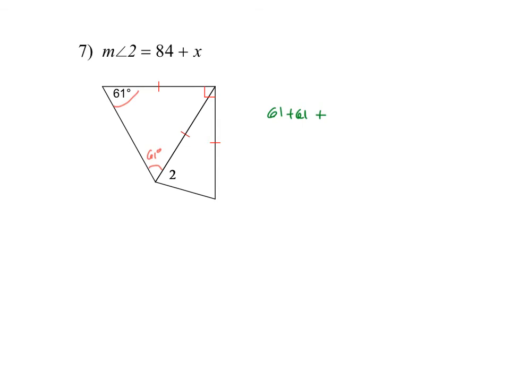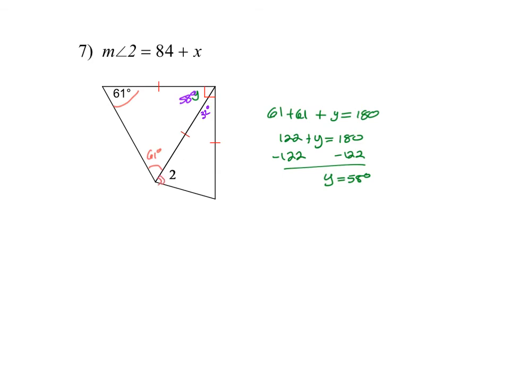plus, let's name this one y, plus y equals 180. So 122 plus y equals 180, minus 122, y equals 58 degrees, right? So this one is 58 degrees, right? But because those two angles are complementary angles, they add up to 90, I know that this one is 32 degrees, right?